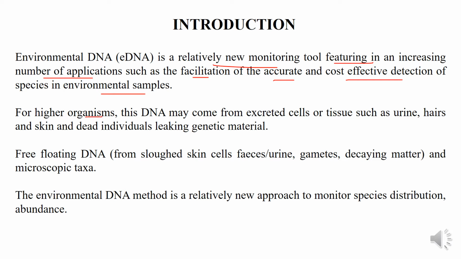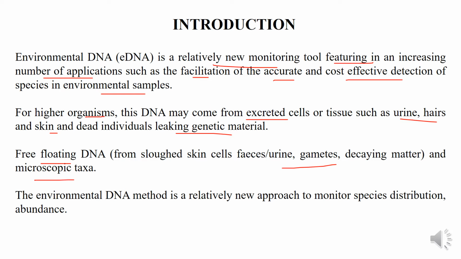For higher organisms, DNA may come from excretory cells, tissues such as urine, hair or skin, or a dead individual. A lacking, genetical material could be a sample. Free floating DNA means that from the aquatic body you can find all the organisms are releasing basically germ cells, releasing the genetical sperm and ovum, and also urine and excretory products. It can be used as a sample, and you can also take microscopic taxa like plankton.